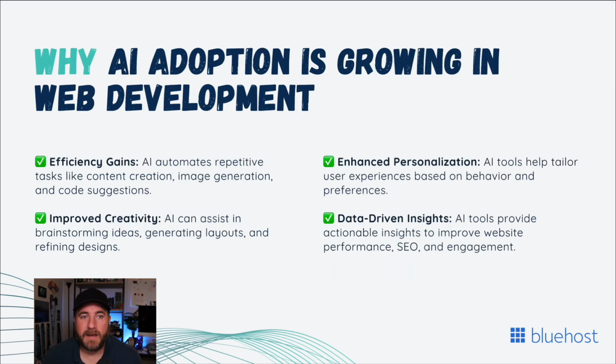So why is AI adoption growing? It's primarily for these 4 reasons. There are efficiency gains to be had by using AI. AI automates repetitive tasks like content creation, image generation, and code suggestions, which we'll look at.